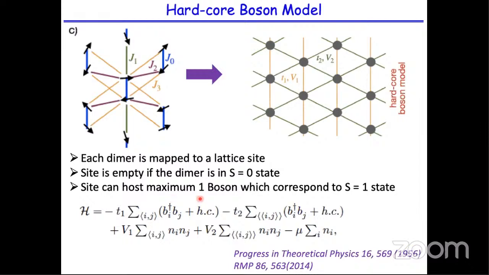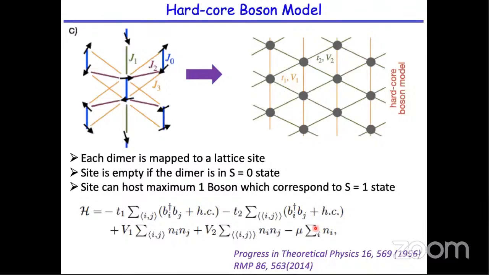A site can host a maximum of one boson when it is in the triplet state. So this is the Hamiltonian we got by transforming the spin model to the hardcore boson model. And I just wanted to point out this chemical potential in this boson model is not equivalent, but it is related to the applied magnetic field and also J0 in the spin model. So that's why we can use this to relate the boson model to the spin model.